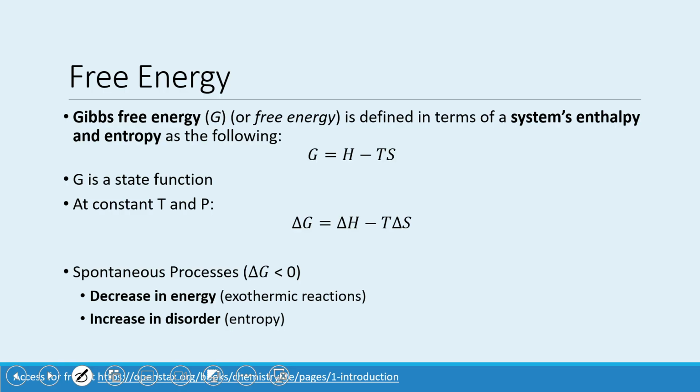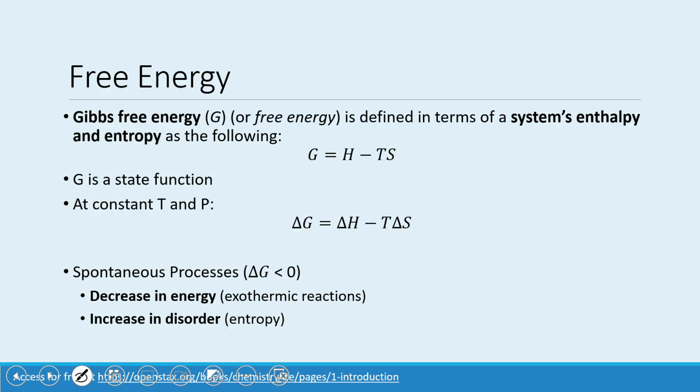Okay, so temperature, of course, is always going to be in Kelvin, just like it has been for our discussion on entropy. And just like enthalpy and entropy are state functions, free energy is as well. And so at constant temperature and pressure, we can rewrite this equation as the change in free energy equals the change in enthalpy minus the temperature in Kelvin times the change in entropy.